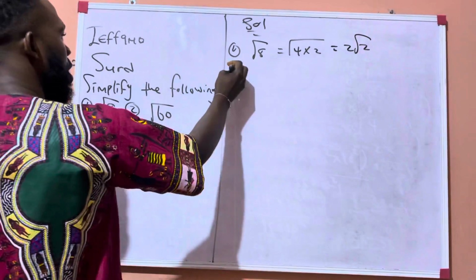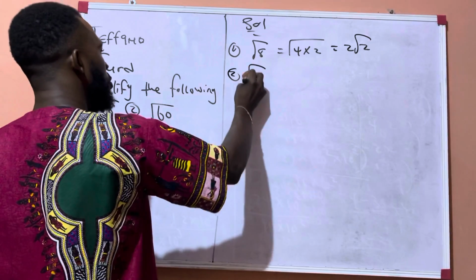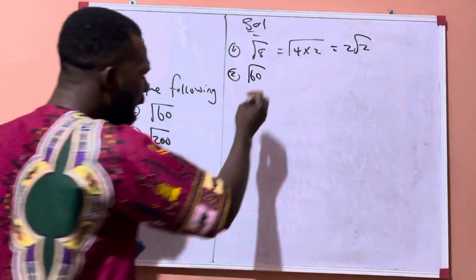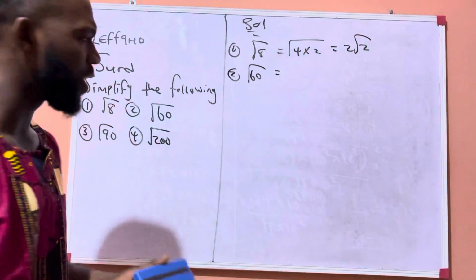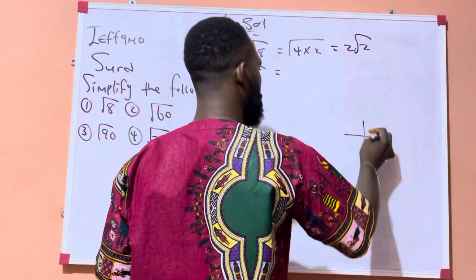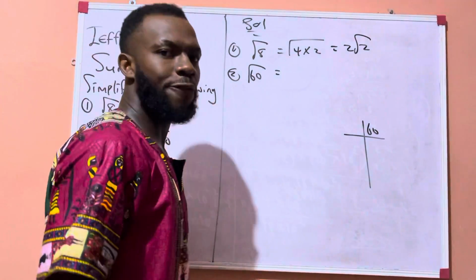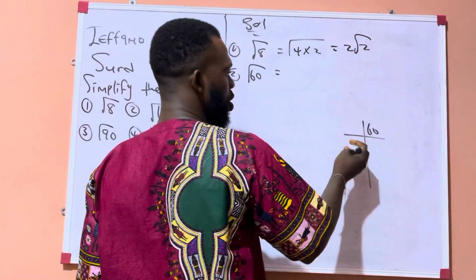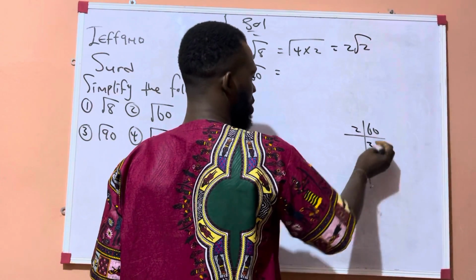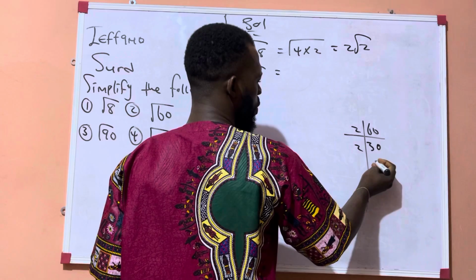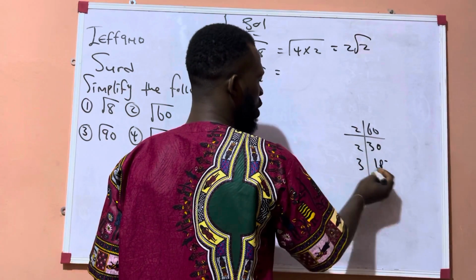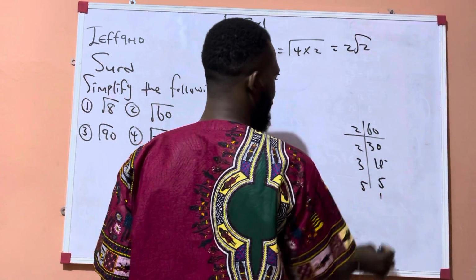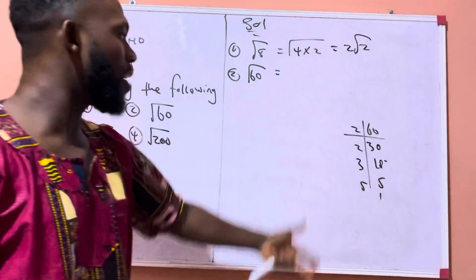Question number 2 says we should simplify root 60. The same thing applies, using the LCM method. Now, the LCM of 60. Let's begin. The first number that can go into 60 is 2, which gives 30. 2 into 30 will give us 15. 3 into 15 will give us 5. And 5 into 5 will give us 1. Now, these are the LCMs of 60.